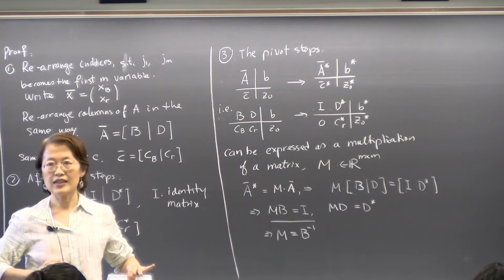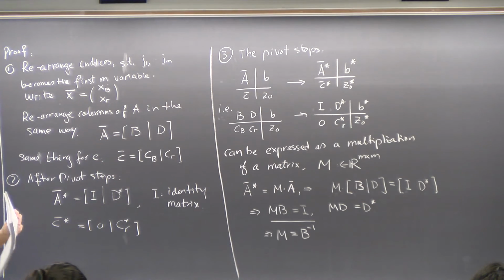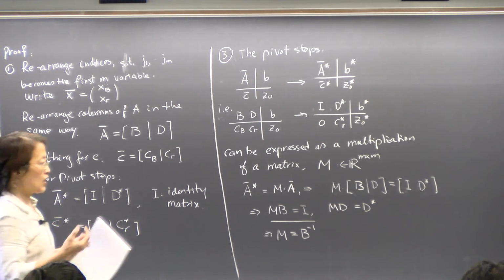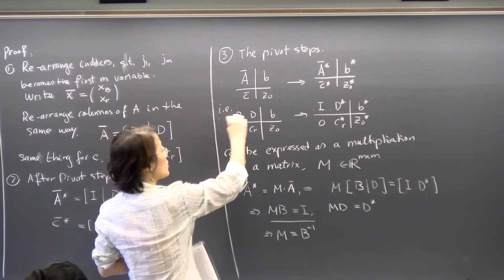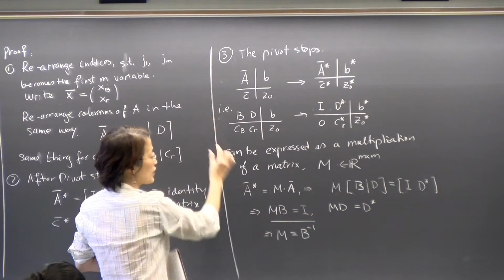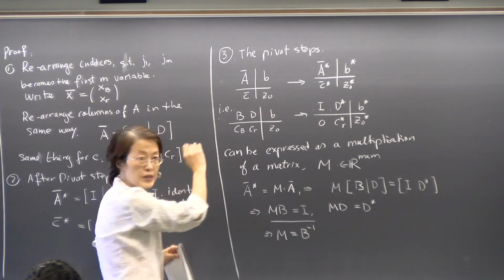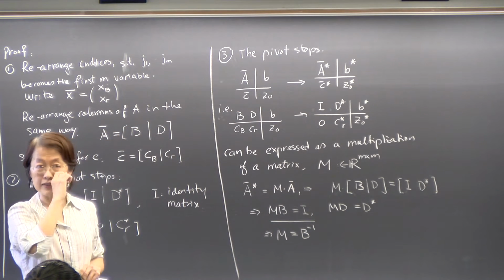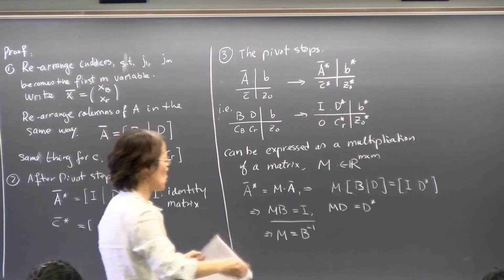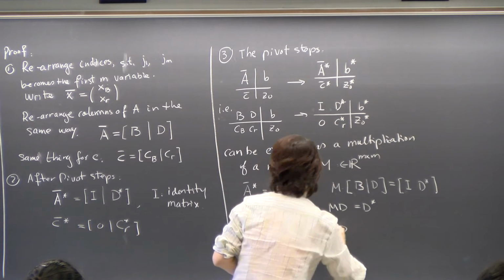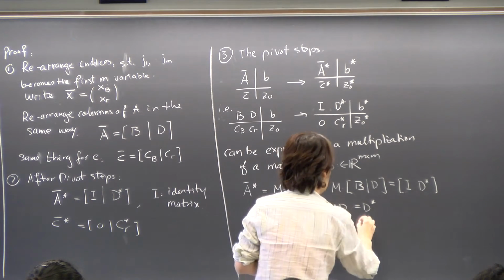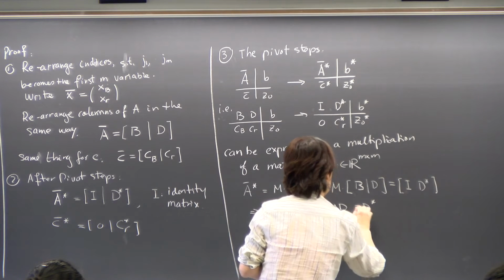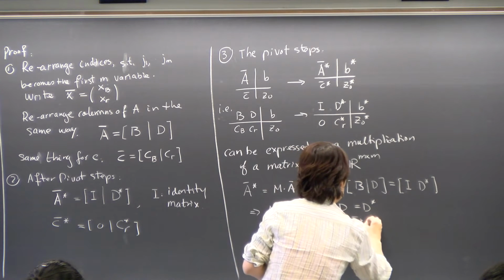Is that clear? So all these pivoting steps, in the end, what you do is actually multiply the system on the left by the inverse of B matrix. Is that clear? That's what you do. Okay, so now we have proved the first part of the claim. Then we know that, okay, let's still stick to that.